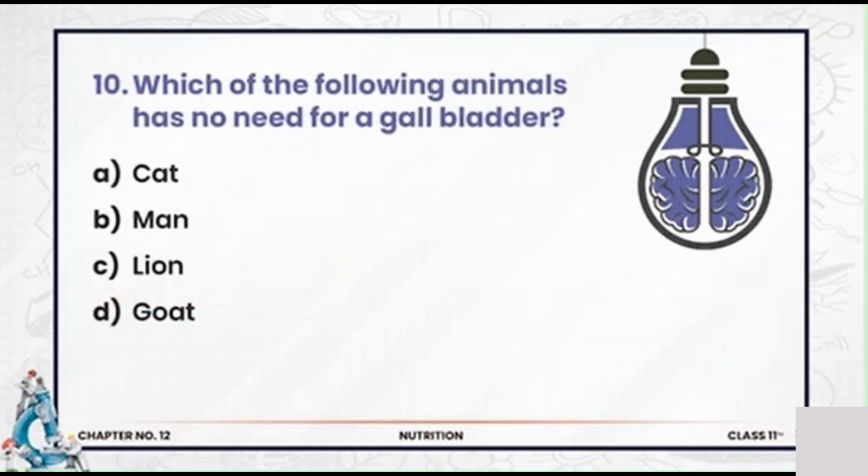And number 10, which of the following animal has no need for a gallbladder? तो gallbladder किसके लिए चाहिए? बाइल के लिए, की secretion के लिए, और बाइल किसके लिए चाहिए? Emulsification of fats के लिए. So cats, alpha option cats, beta man, Charlie lion, and delta goat. तो goat तो आपको पता है वो fats तो खाते नहीं है, तो उनको emulsify करने की जरूरत भी नहीं है. So they do not need the gallbladder. So the correct answer is delta.